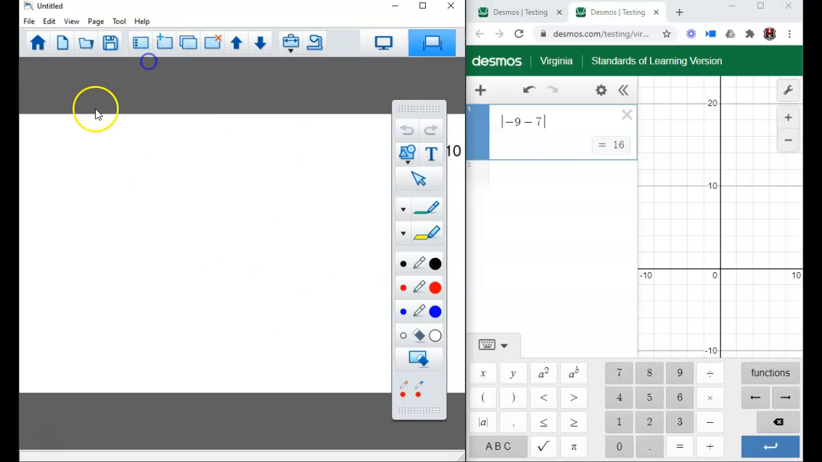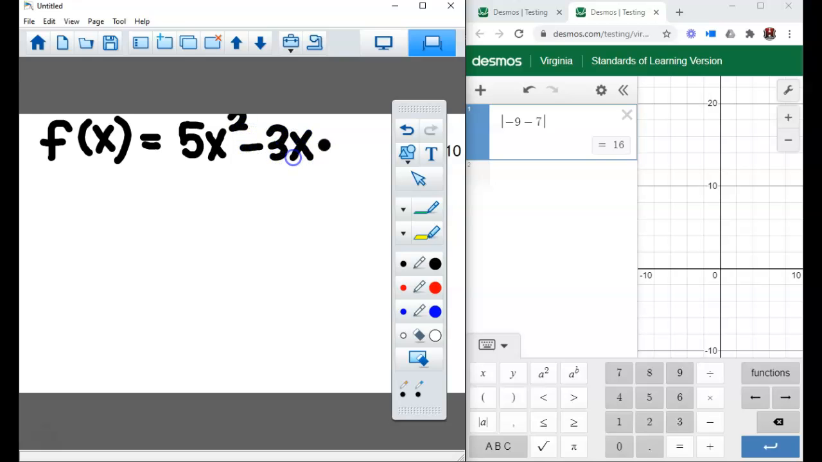So to put these into that calculator, the parentheses are where we need to focus our efforts. All right, let's do f of x equals 5x squared minus 3x plus 7. And let's find f of -1. All right, so the first thing I'm going to do is see where I need parentheses.